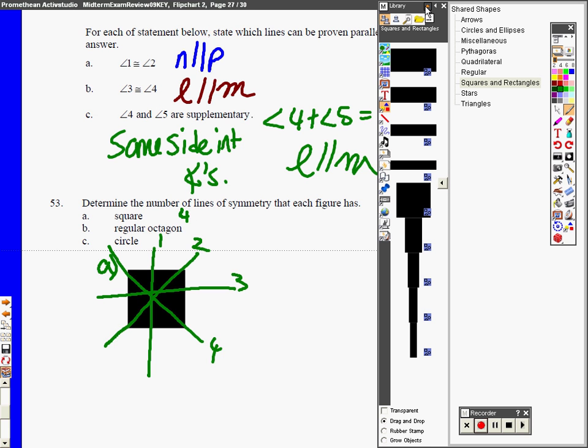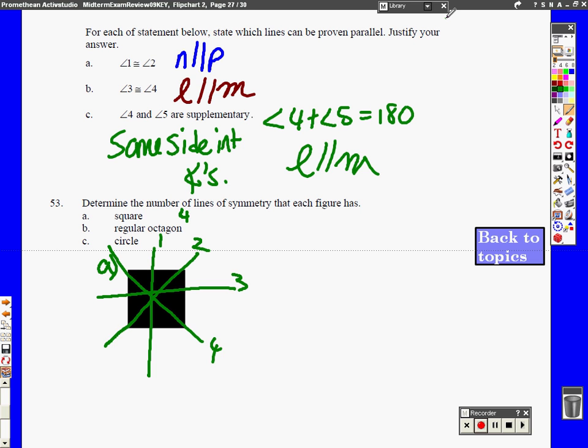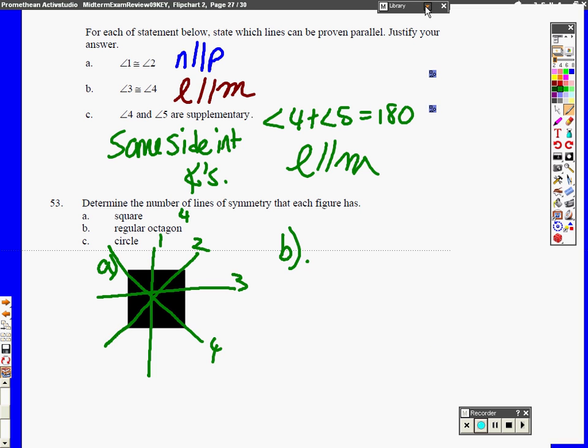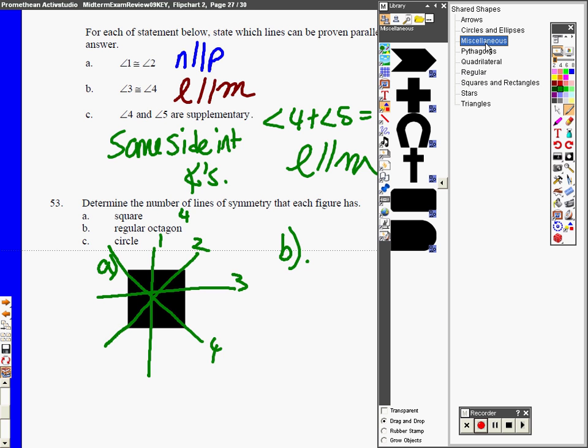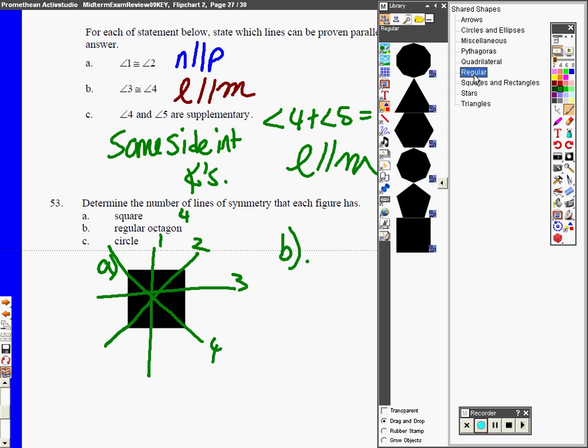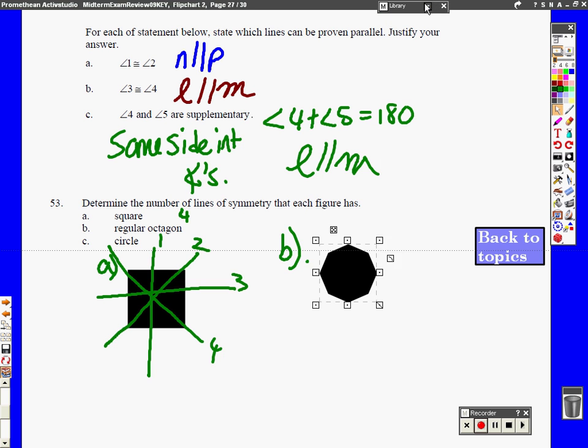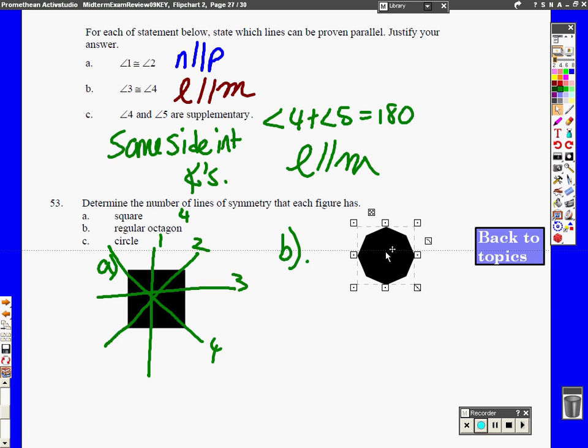In problem B, we're asked about a regular octagon. Let's take this one. Alright. With the octagon, we can also go from vertex to vertex like we did with the square. So we can do that 1, 2, 3, 4 times.